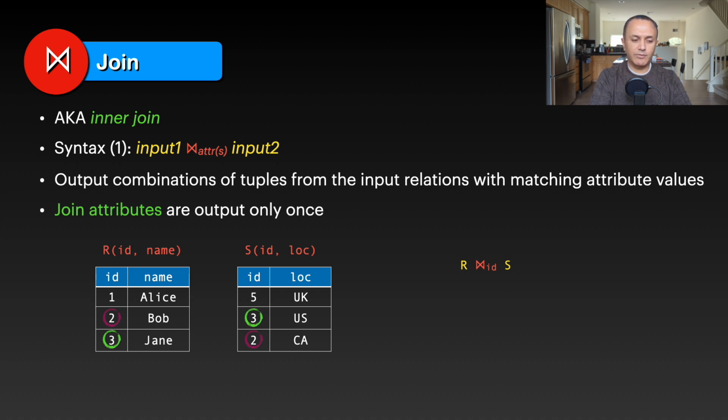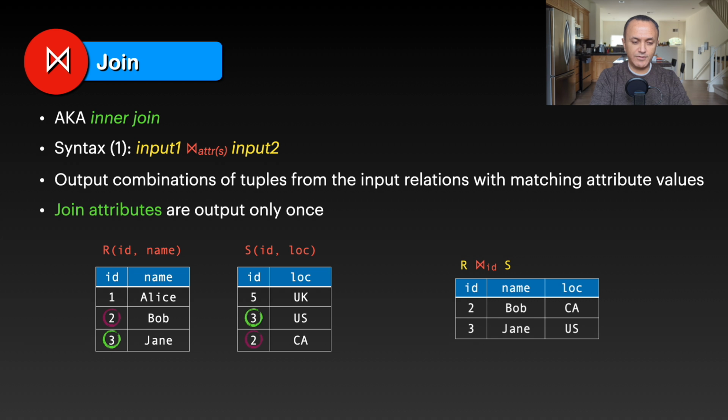So the row that has 1 and Alice, there is no ID 1 on the other side, so that part is not going to be part of the output. The same thing for 5 and UK on the other side. So the output will look like this. Only IDs 2 and 3 are part of the output.